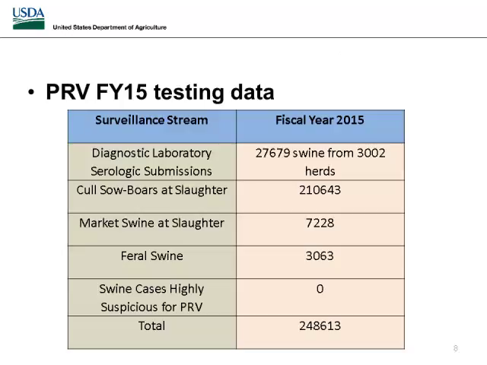FY15 testing data for pseudorabies. You notice our diagnostic laboratories: we tested 27,000 swine from 3,002 herds. Cull sow bore, 210,000 samples were tested. Feral swine, 3,000 samples, and market swine, for a total of 248,000 samples. And that did find that one transitional herd last year out of Texas through the high-risk testing through our diagnostic laboratories and known labs.